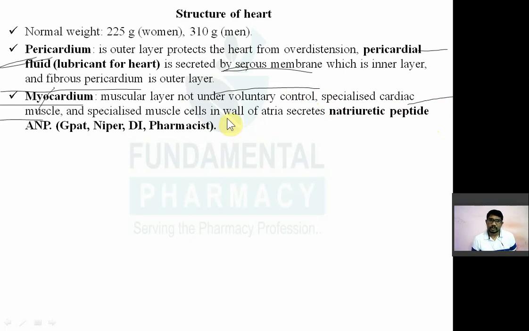Remember, a specialized muscle cell in the wall of the atria will secrete natriuretic peptide. ANP means atrial natriuretic peptide. So the muscular layer of the myocardium in the atrium or auricle secretes a peptide called natriuretic peptide, atrial natriuretic peptide, one and the same. This is a very important peptide. Its function you will learn later, when we do drugs acting on the cardiovascular system.